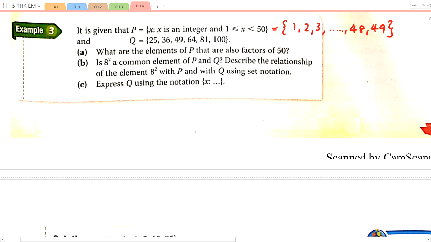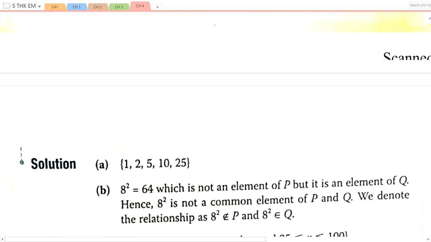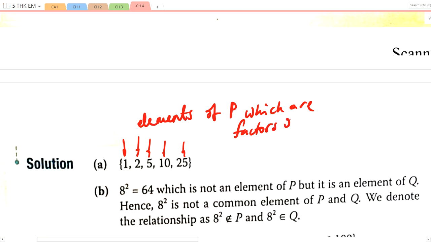So to answer part A, what are the elements of P that are also factors of 50? So elements of P that are also factors of 50, we place them inside curly brackets over here. So now these are the elements of P which are factors of 50.